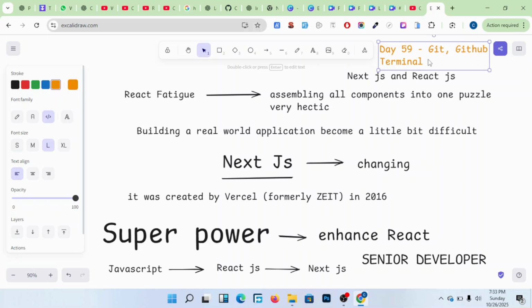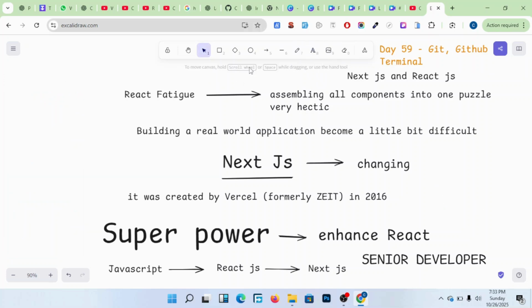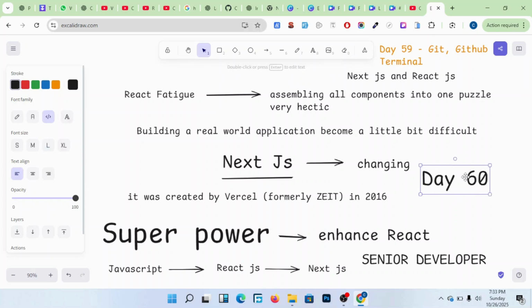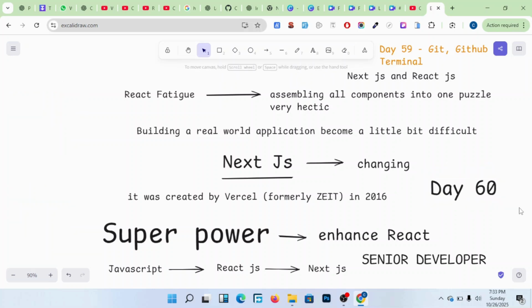So first we pass through this, then we look at day 60. Members, I repeat, day 60 is the day. Don't miss out. Day 60 is the day of our breakthrough, as senior developers, when we begin looking at React and Next.js.